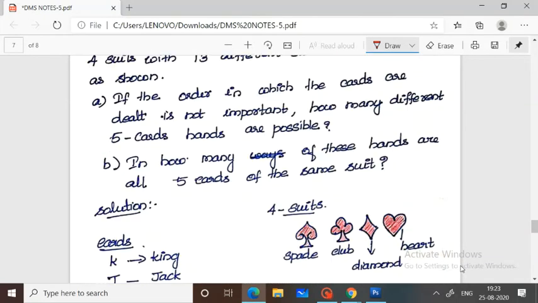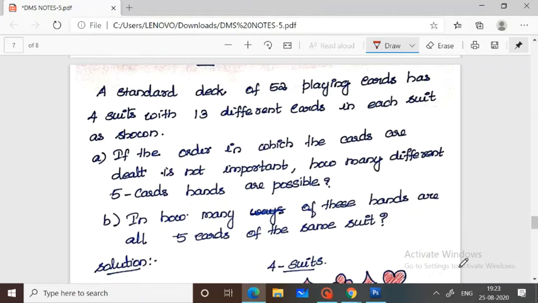Now the next one is a standard deck of 52 playing cards. A standard deck of 52 playing cards has 4 suits with 13 different cards in each suit. So that is, first case, if the order in which the cards are dealt is not important, ordering is not important, it is mentioned here. How many different 5 cards hands are possible?